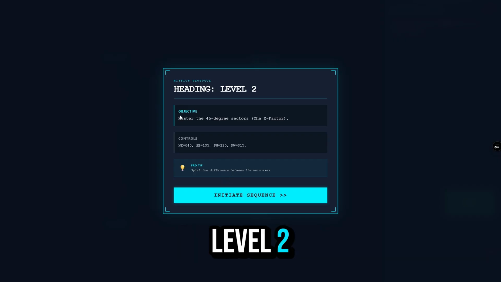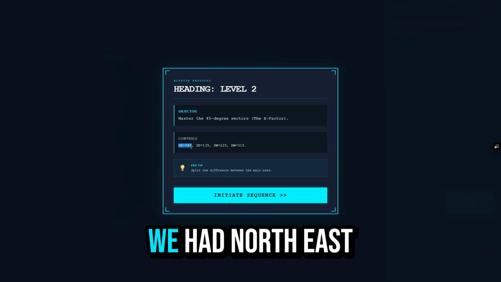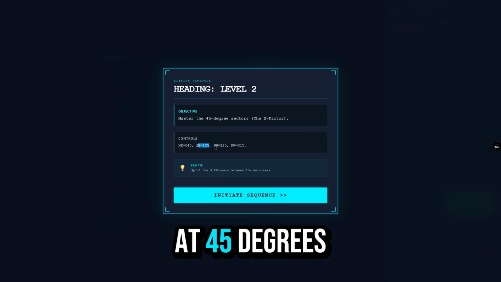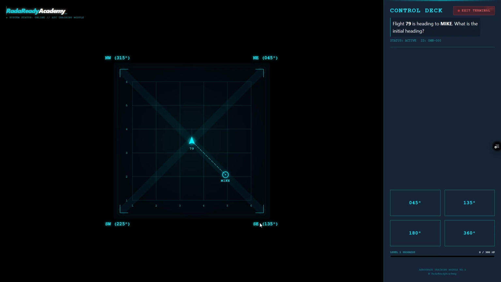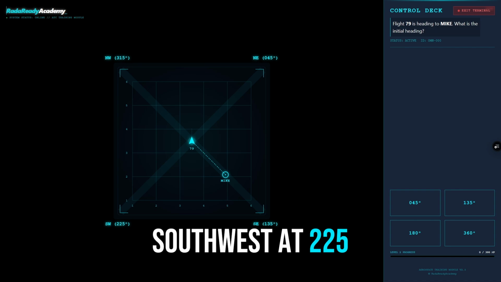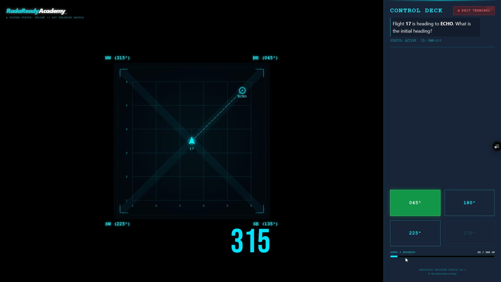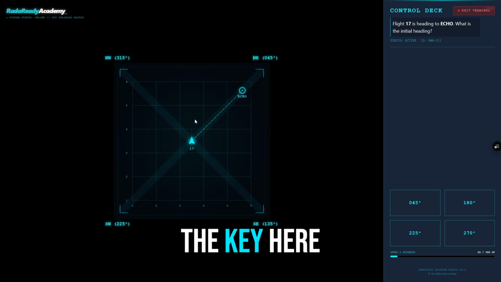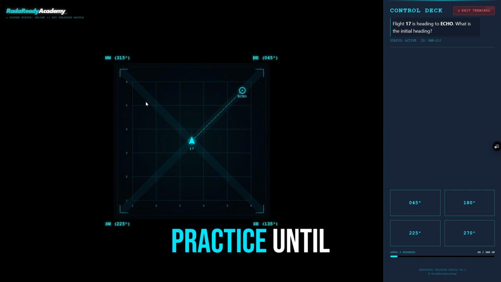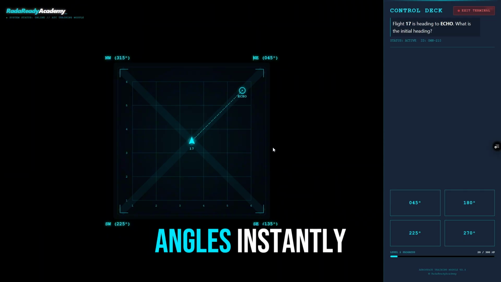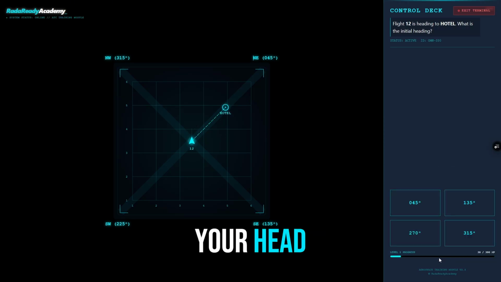Moving on to level 2. Now, we are working with 45 degrees sectors. We add northeast at 45 degrees, southeast at 135, southwest at 225, and northwest at 315. The key here is visual training. You need to practice until you recognize these angles instantly, without having to calculate them in your head.